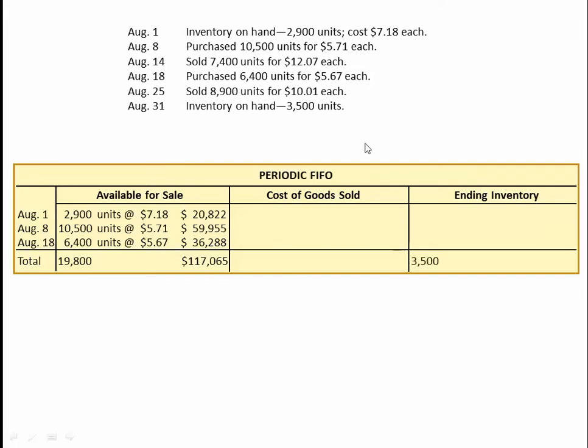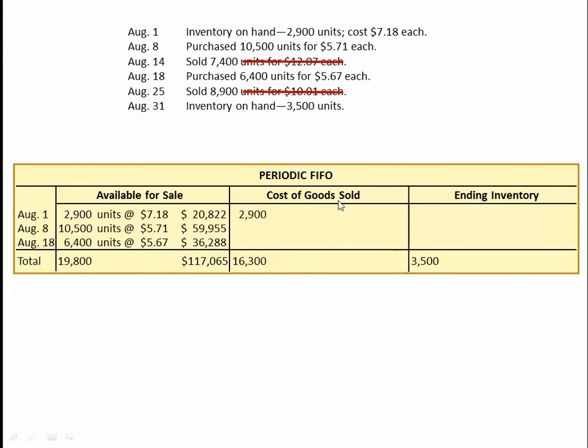Again, periodic FIFO, disregard that. This PowerPoint might be a little off. So we are not going to worry about what we sold the units at. So that's going to be crossed out. So don't worry about that. That's actually confusing. That's more sales revenue.